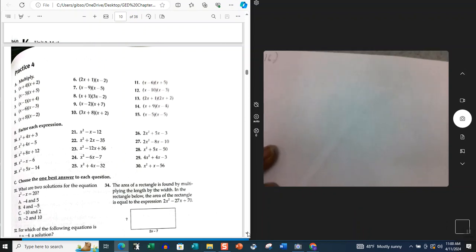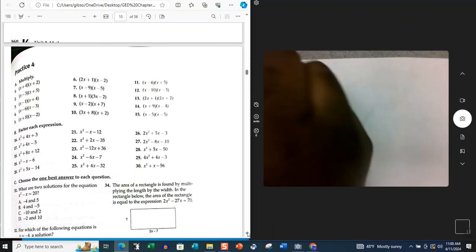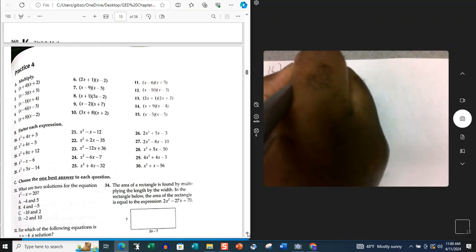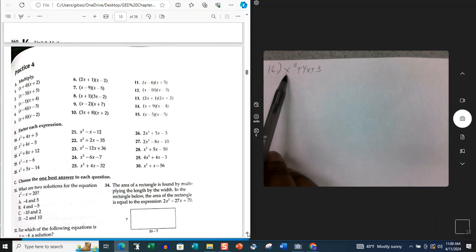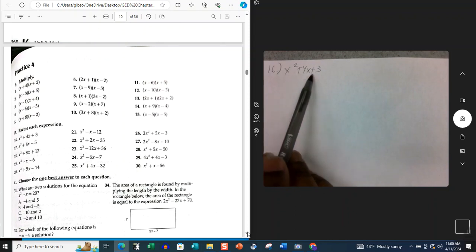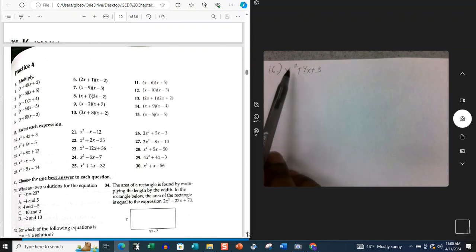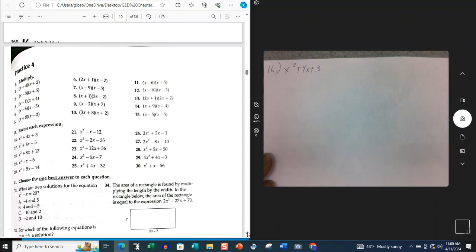Hold on, I need to change this a little bit. Yeah, that's good. Okay, now problem 16. We have x squared plus 4x plus 3. All right, now we look here, and all three of these terms, the x squared, the 4x, and the 3, all of them only have positive 1 in common. So that means we have to go into our factoring mode.